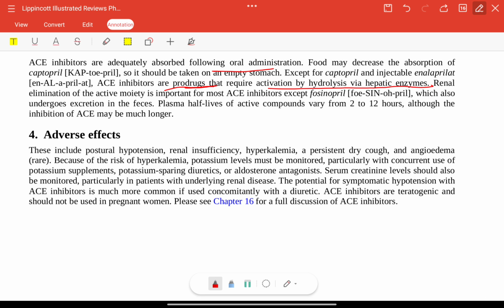Adverse effects: postural hypotension, renal insufficiency, hyperkalemia, persistent dry cough, angioedema.